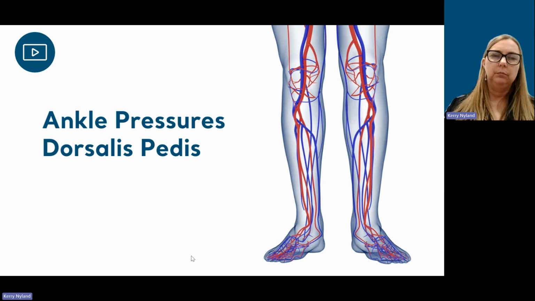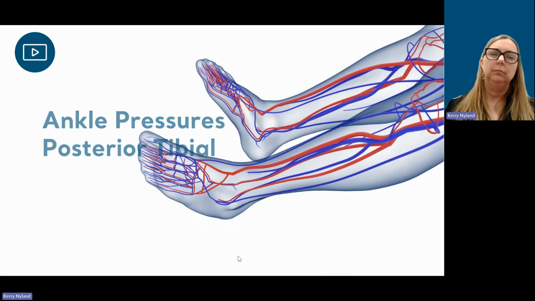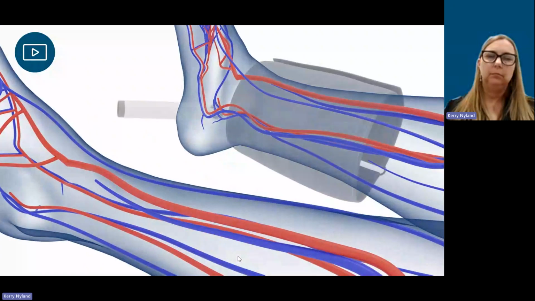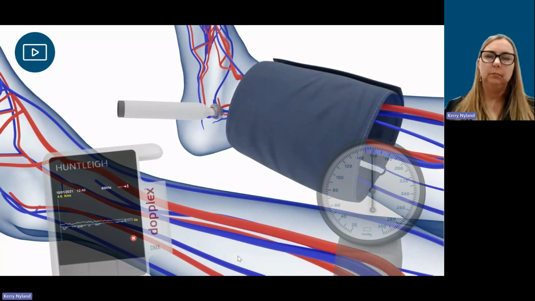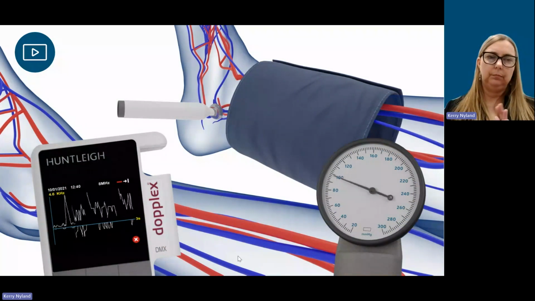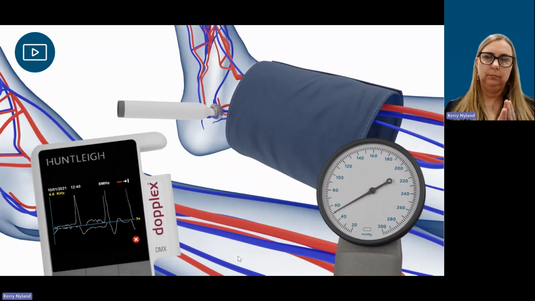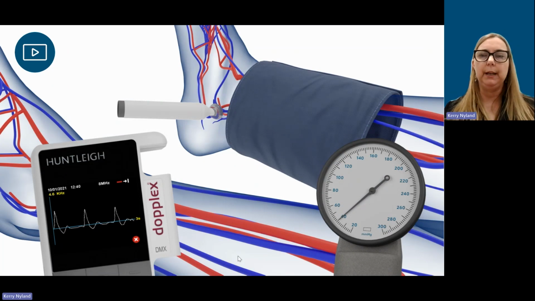So then you're going to move on to the post-tib pulse. Repeat the procedure for the posterior tibial artery. The higher of the two readings is then used for the ankle brachial index calculation. Okay, so you're taking the two pulses, you're going to take the highest reading.